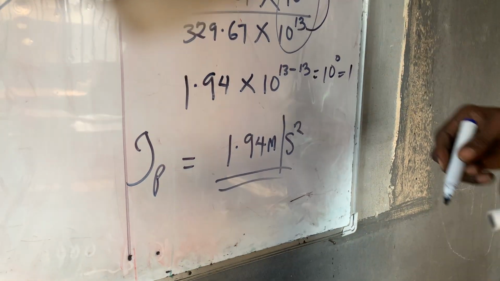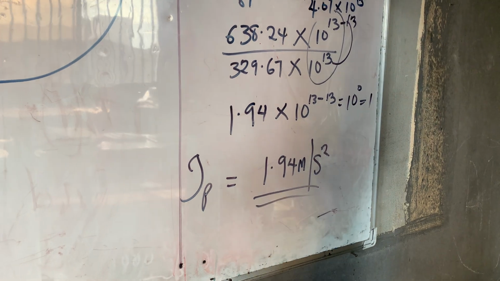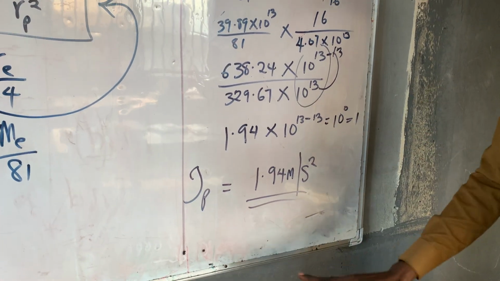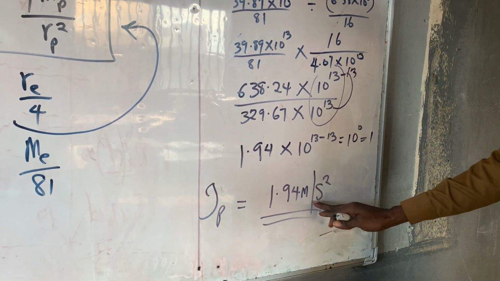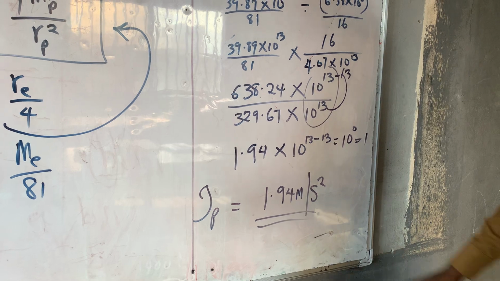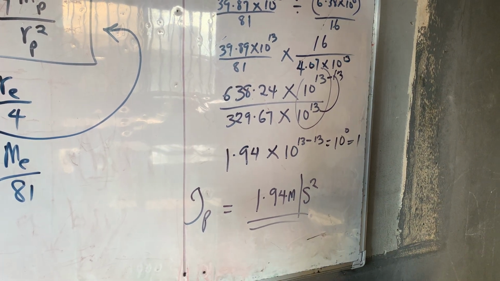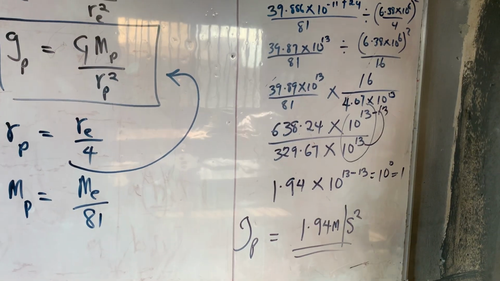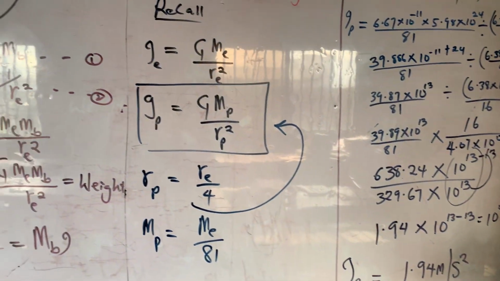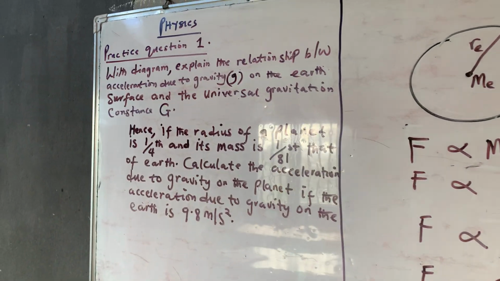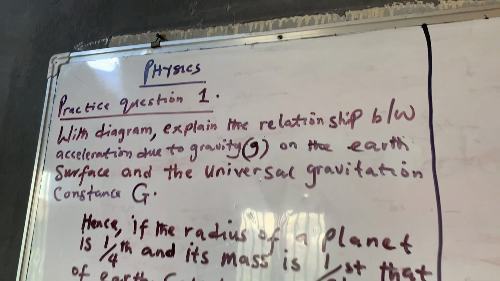So it means that from what we have there, the acceleration due to gravity on the planet is drastically reduced, 1.94 meters per second squared, compared to what we have on the surface of the Earth, which is 9.8 meters per second squared. So this is the solution to that practice problem. Hope it got to you in the right state of mind and it is well understood.